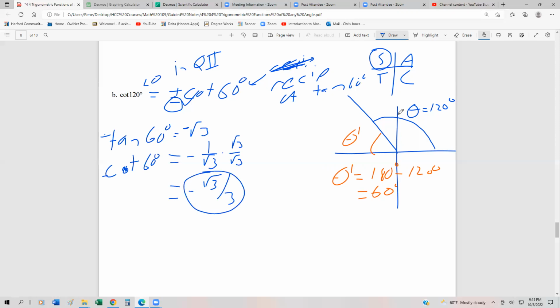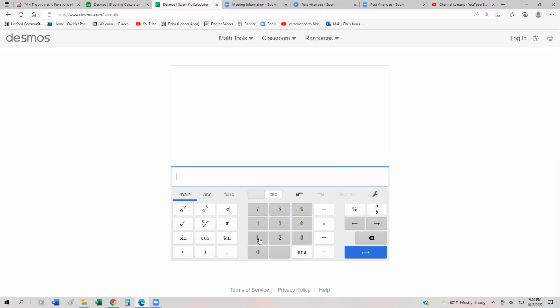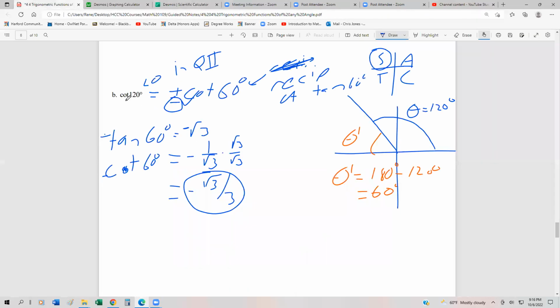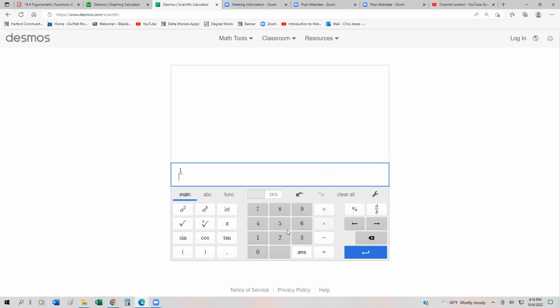All right, now what we should probably do is check this in our calculators. So we're going to clear this out, and we're going to say the cotangent of 120 degrees, which is 1 over the tangent. So this is going to be 1 divided by the tangent of 120. Now that gives us negative 0.557, etc. So let's see if that's the same thing as negative square root of 3 divided by 3. And wouldn't you know, it's the same thing. So that's how we can check to make sure that we're right on track with this.